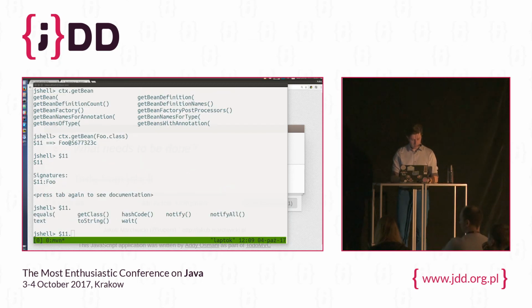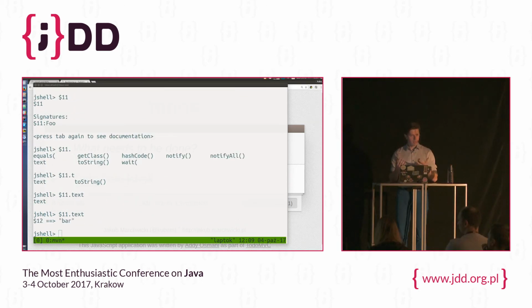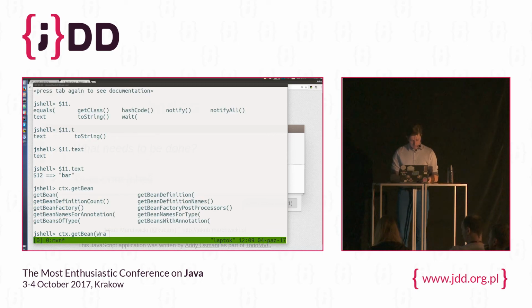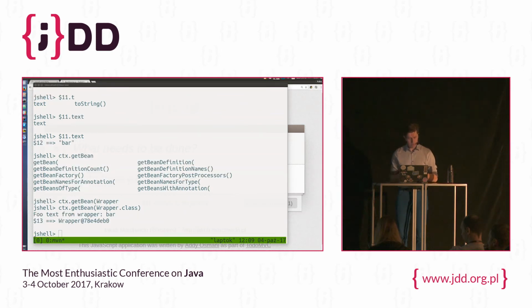I'll take it, and I can do the text. That's the bar. That's my bean that I've created. So let's take the context and call get bean wrapper class, and we will see that it's actually dependent on the foo class, which I've created earlier on. That's text from the wrapper. It's bar. So let's redefine the foo.